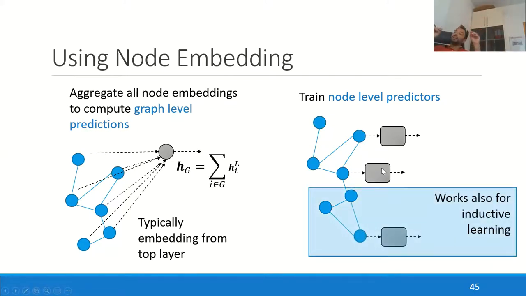It also works in an inductive learning setting. For instance, if at some point a new node exists here, I might want to be able to train a model that tells me where to attach the node. How? By taking the encoding of this node and the encoding of another node and test, with a classifier, whether there should exist a link between the two. Or if a new node arrives and is attached already to the network, I can basically propagate the information, compute the encoding, and make prediction on this new node.